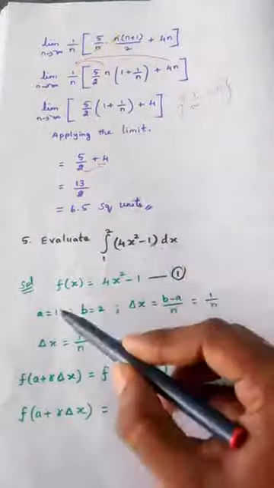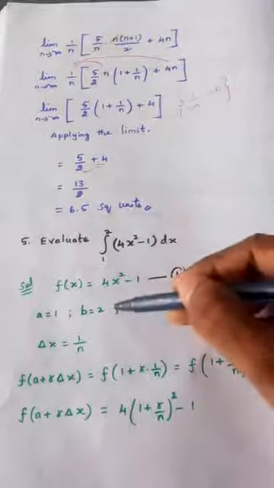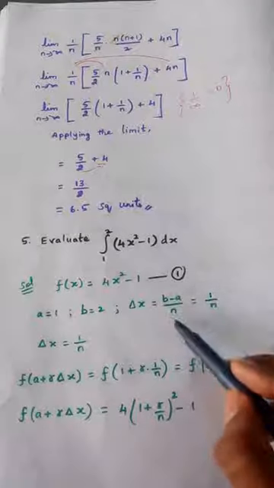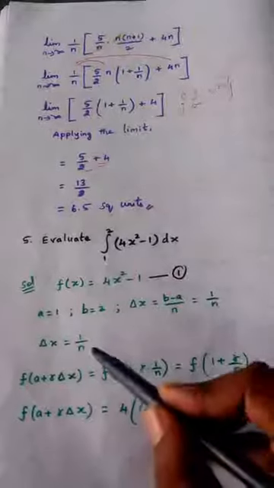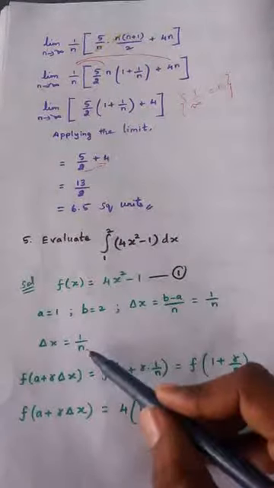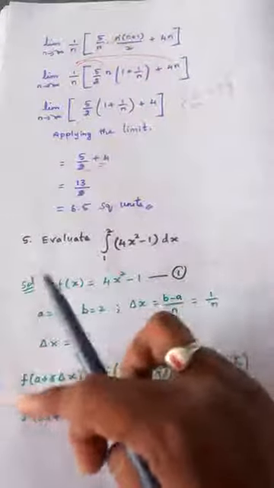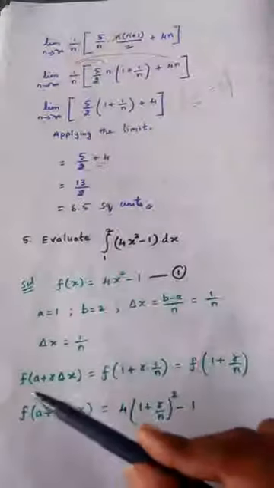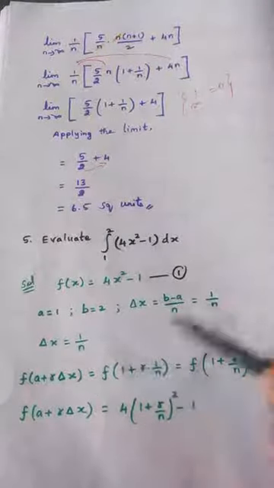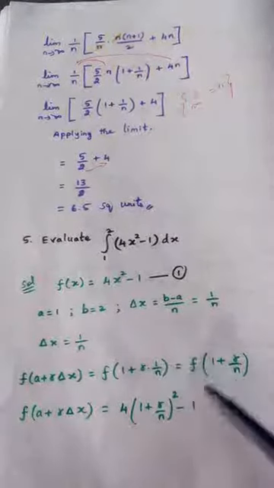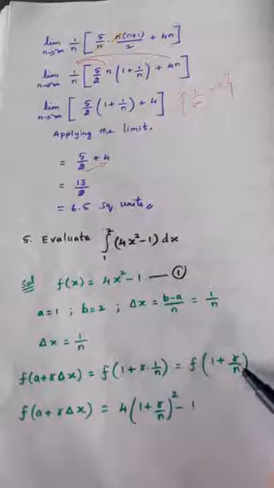This function is taken as f of x. The lower limit is called a, the upper limit is called b. Delta x formula is b minus a by n. So 2 minus 1, 1 by n. Delta x value we found out. After finding delta x, what do we have to find? f of a plus r delta x, because this is required in the formula. f of, what is a? 1. So 1 plus r, and delta x value is 1 by n. So this will become f of 1 plus r by n, right?